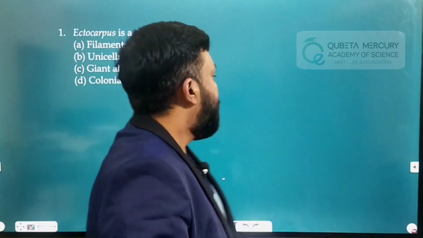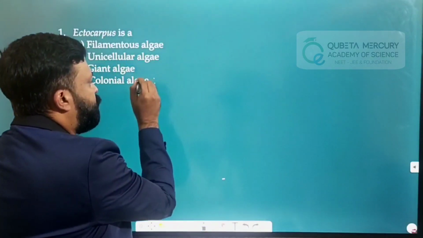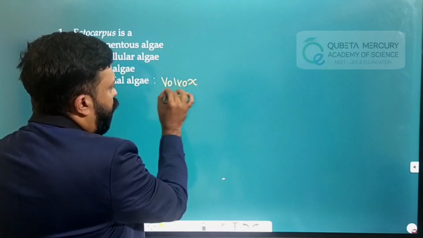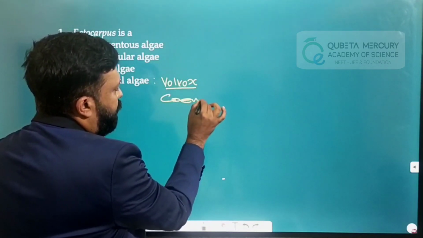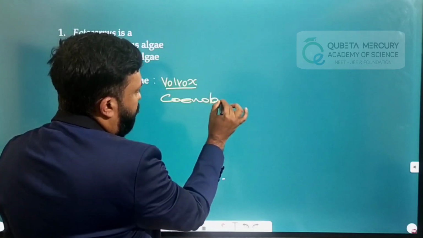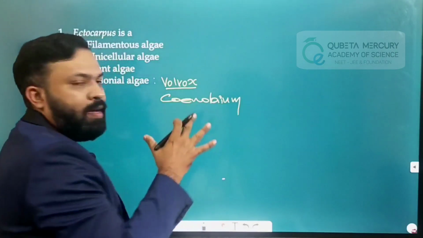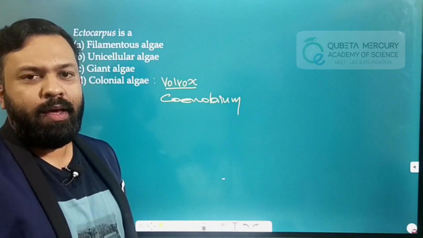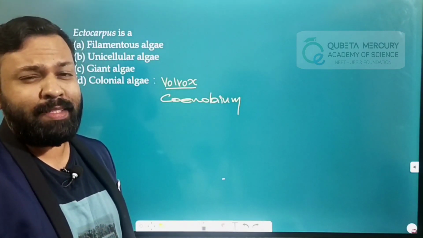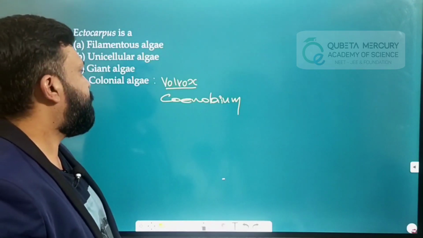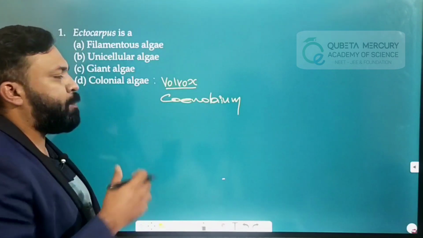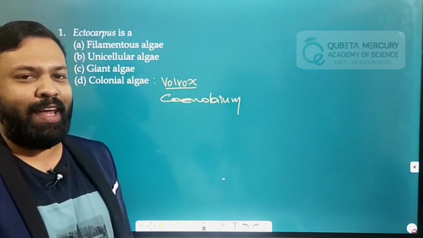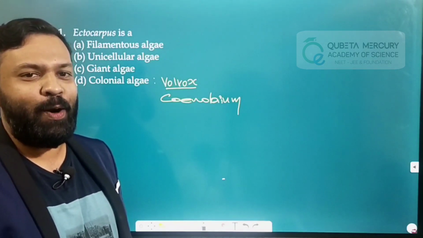The colonial algae familiar to you is volvox, and its colony is called the Cenobium. That volvox, the colonial algae, comes under the Chlorophyceae, the green algae. So Ectocarpus is not at all a colonial algae. Instead, volvox is the colonial algae, and its colony is called the Cenobium.